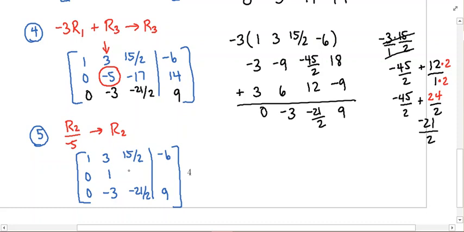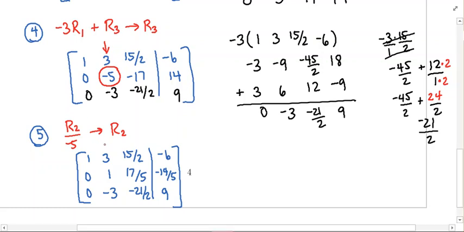-17 divided by -5 is going to be +17/5 because the negatives cancel. Let me rewrite that so I don't make a mistake later when I can't recognize what I wrote. 17/5. And then 14 divided by -5 is -14/5. Okay, so there we go. That's the fifth matrix. All right, we have secured the 1 on the principal diagonal.